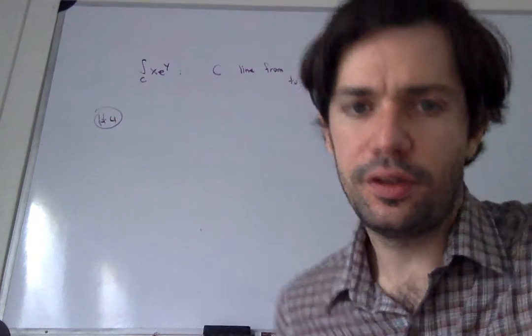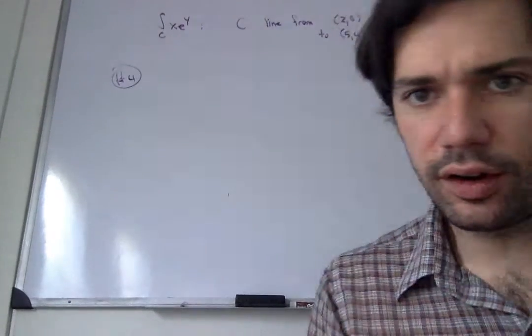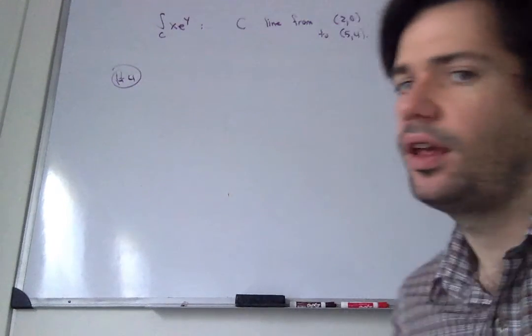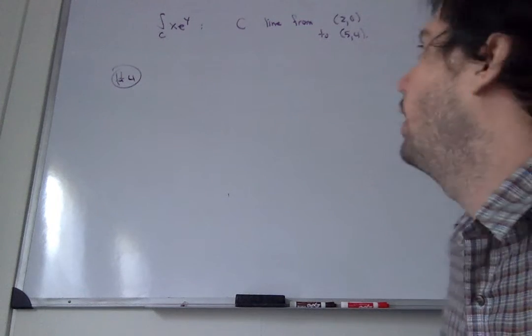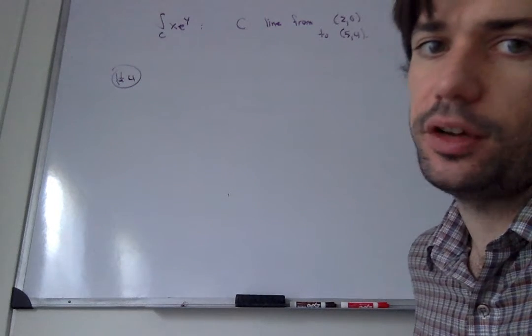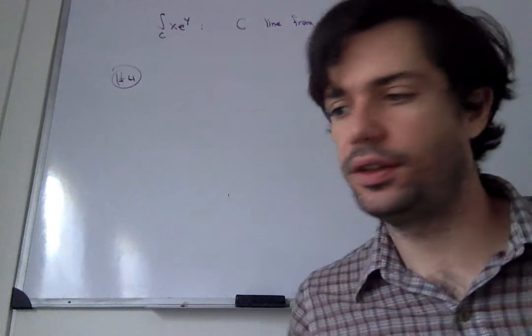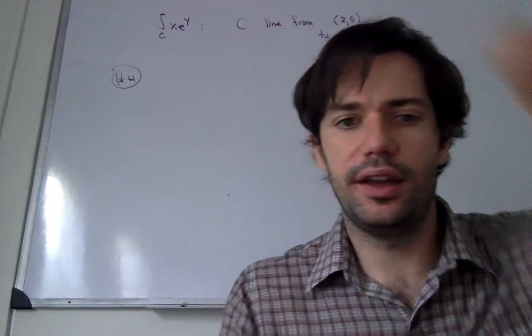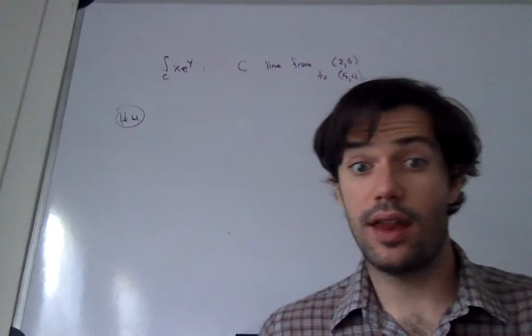Welcome back. So in this example, we're going to look at the integral of x times e to the y over the curve C, which goes from the point (2, 0) to the point (5, 4). This is example 4 in your book, and let's get right into it.